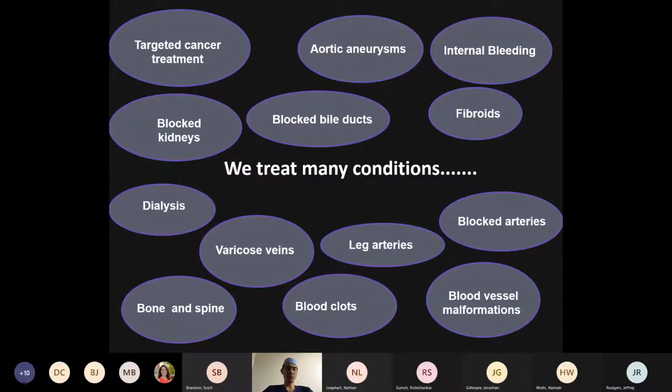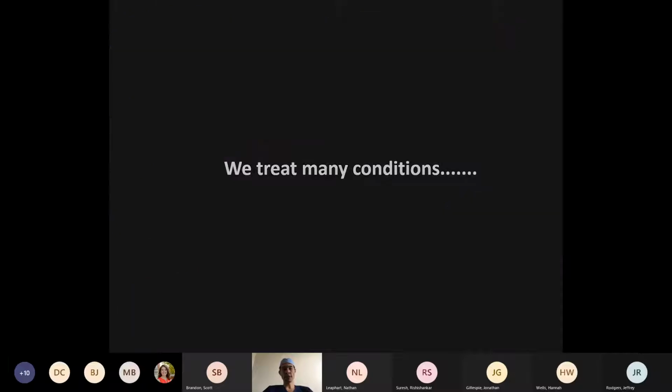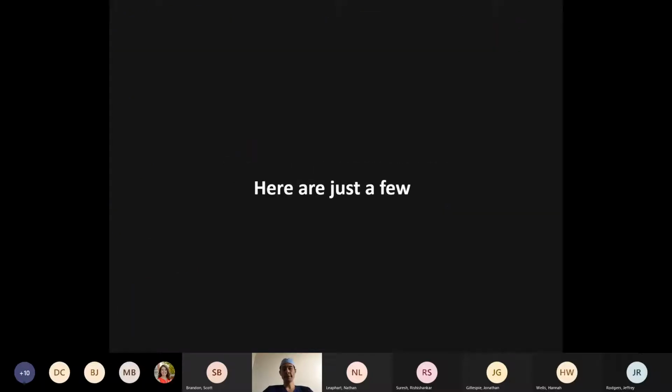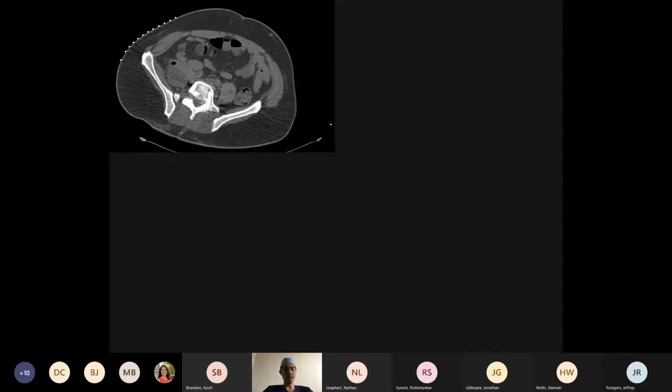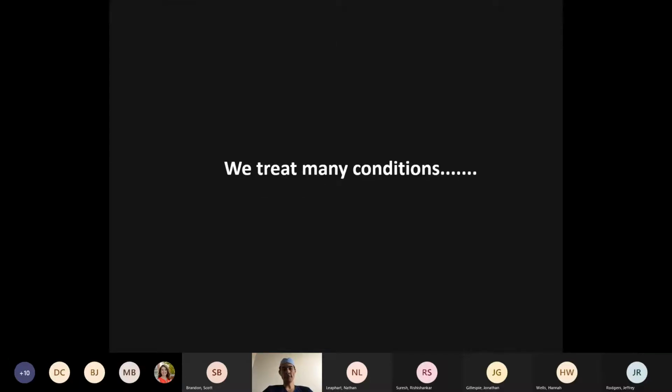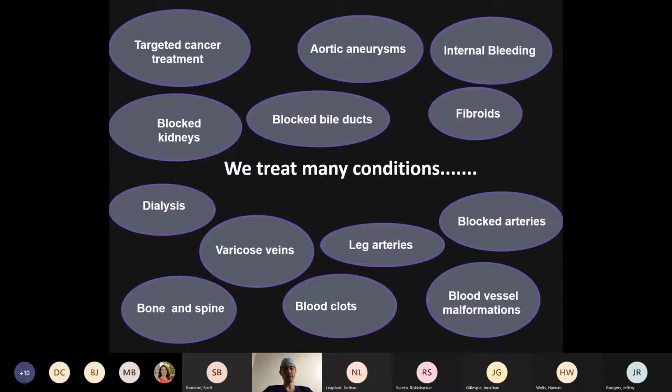Cancer, aneurysms, blocks in the bile ducts, fibroids. We treat pretty much every area of the body: blood clots, spinal intervention, dialysis, varicose veins. That's one of the strengths of our specialty, and sometimes can be one of the weaknesses because we treat so many things.